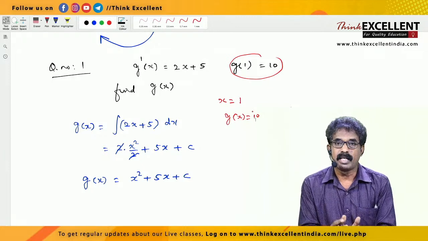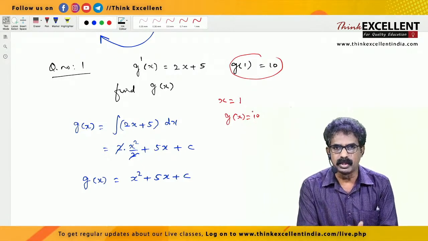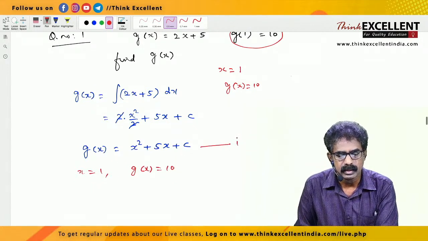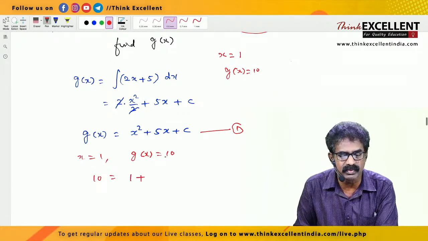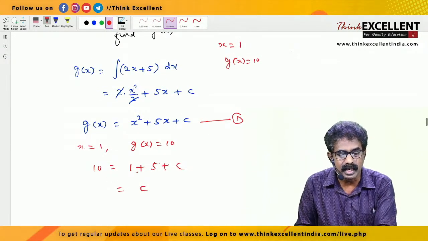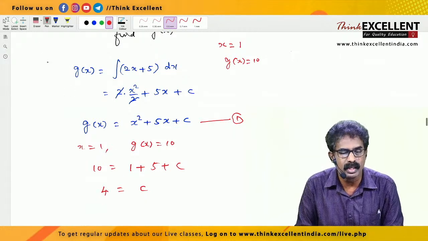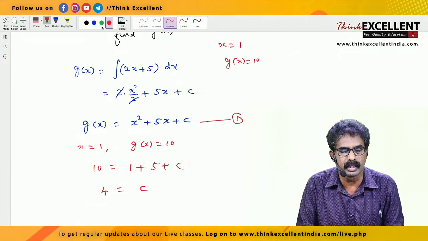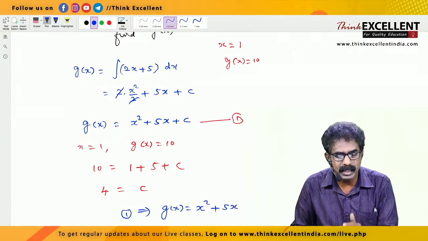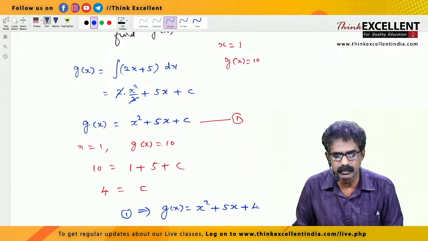That is the meaning: when x is 1, g of x is 10. So substitute 10 for g of x and x equal to 1. 1 square is 1, plus 5 into 1 is 5, plus c. So you are getting c equal to 10 minus 6, and the c value is 4. Substitute this value in equation 1, and you get g of x equal to x square plus 5x plus c, where the c value is 4. So hope you understood.